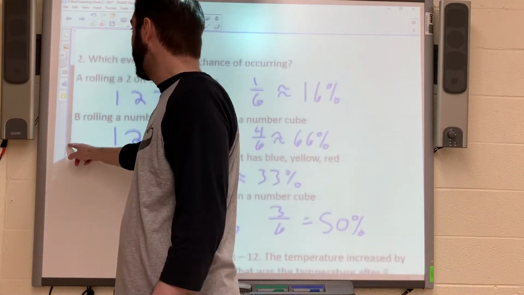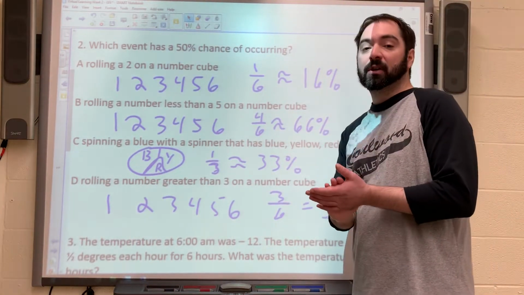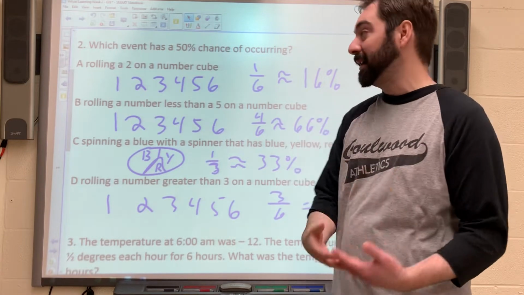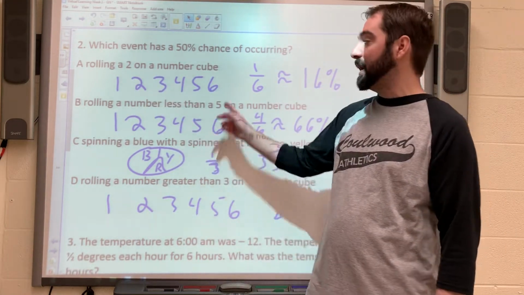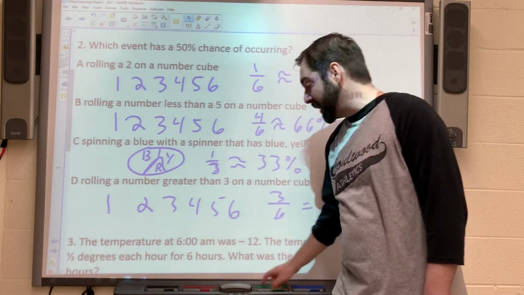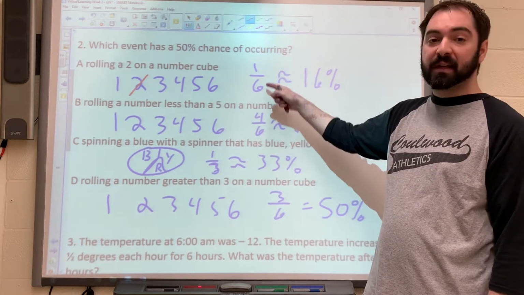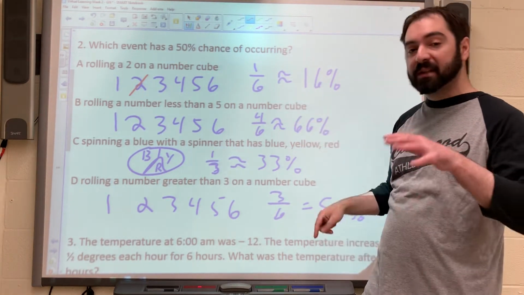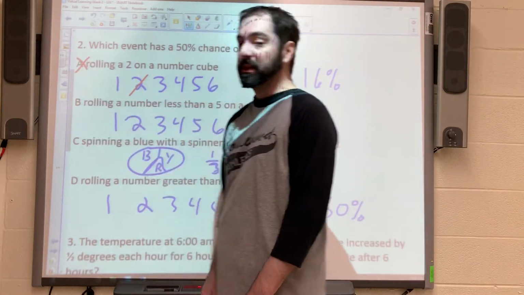Number 2, we are looking for an event that has a 50% chance of occurring, or something that is equally likely. Well, answer choice A says rolling a 2 on a number cube. I wrote out the 6 numbers that make up a normal die, and there's one number 2. So there is a 1 in 6 chance. 1 divided by 6, or 1/6, is about 16%. We were looking for something that is 50%. Answer choice A is eliminated.